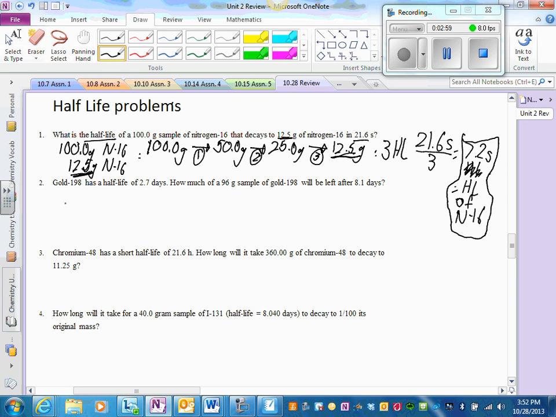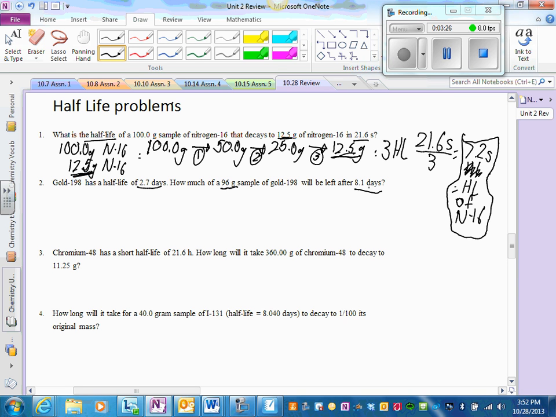The second question says, gold-198 has a half-life of 2.7 days. How much of a 96-gram sample of gold-198 will be left after 8.1 days? So the question is, how much is left? We have a 96-gram sample, the time is 8.1 days, and the half-life is 2.7 days.